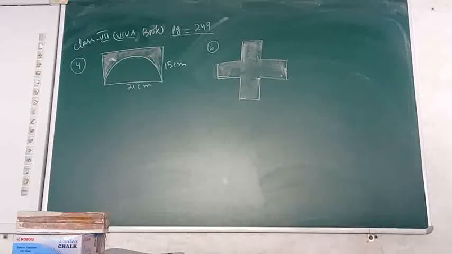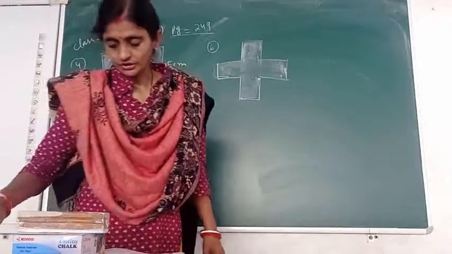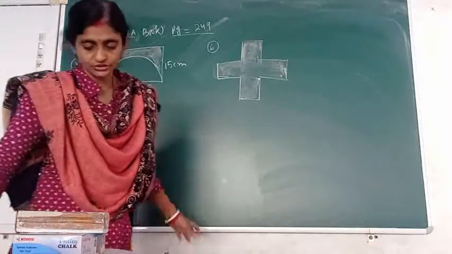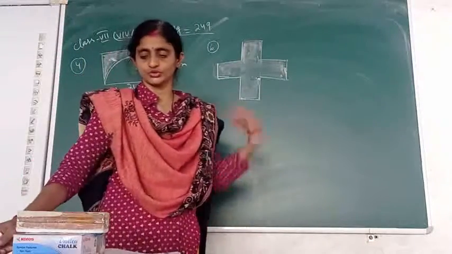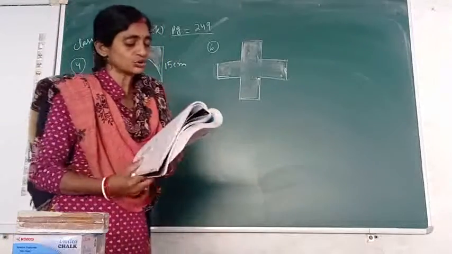Welcome children to this review exercise of your Viva book, page number 249. Here I have selected some of the questions. You can see one diagram also I have made, two diagrams from this page. First one, question number 4. Let's go through the question first.